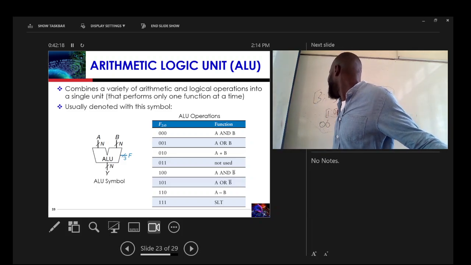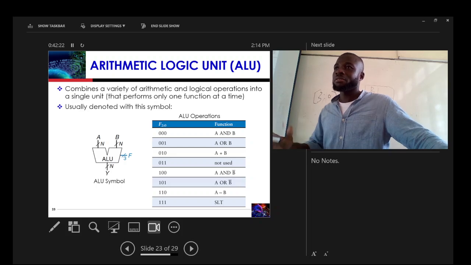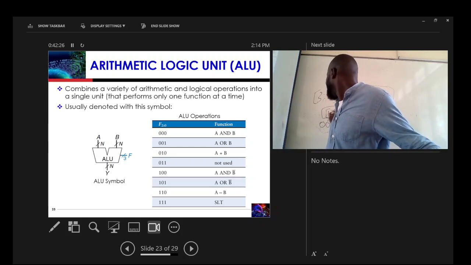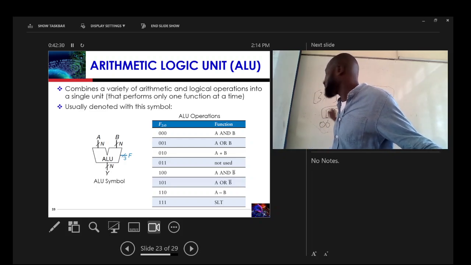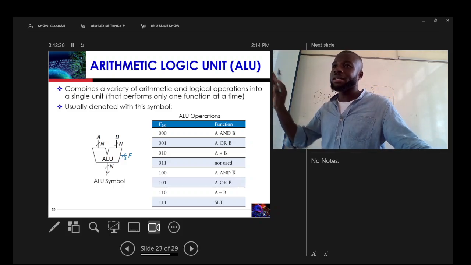If you write something like this, it's like a bus. It means that this bus is only 2 bits: 1 to 0 is 2 bits. If I have 3 to 0, it means that this bus is a 4-bit bus.